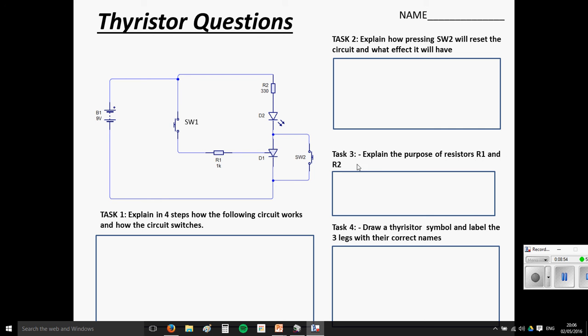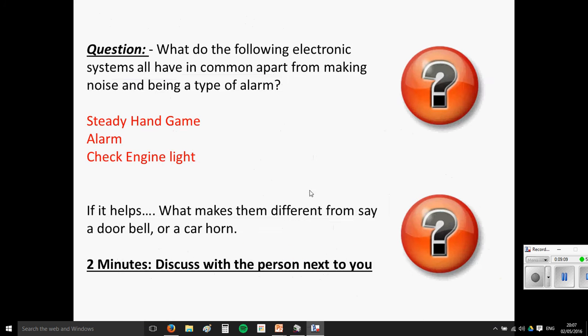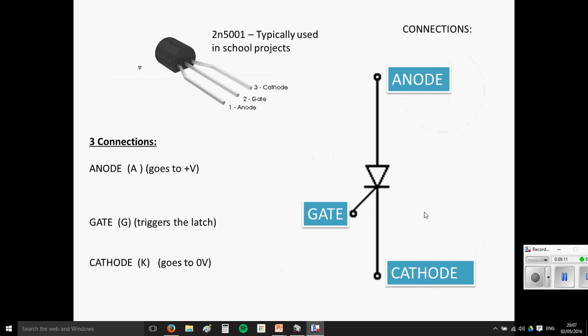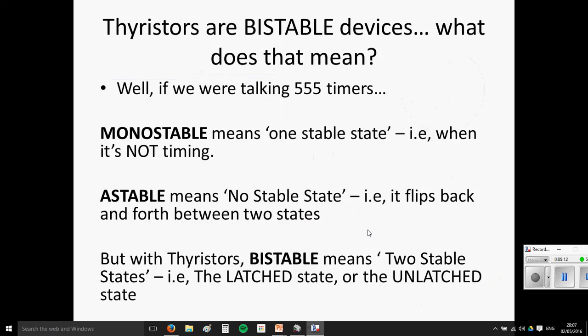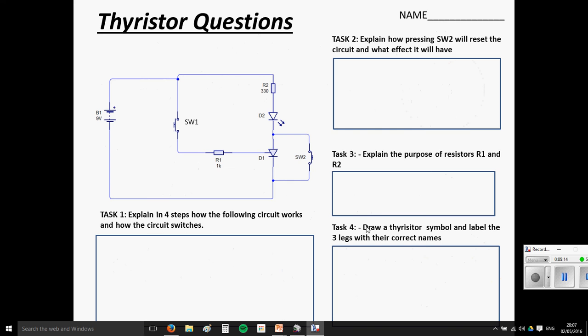Explain the purpose of the resistors, R1 and R2. They're here for protection, as nearly always with resistors. This one is stopping the LED drawing too much current. This one is stopping too much current going to the gate of the Thyristor. And then if you could draw the symbol and label it. So basically, if you can memorize that picture, anode, cathode, gate, and you can answer those questions, for Electronics GCSE, you're pretty much there.